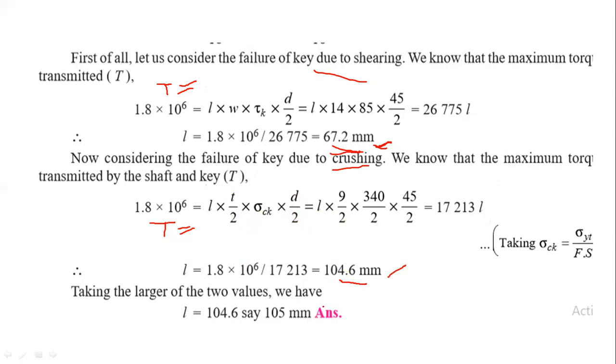mm. Here this one is also the length of the key. From these two values, you have to select the larger value. Taking the larger of the two values, the larger value is 104.6 mm. So the required length of the key is 105 mm. So this is the final answer for this problem.